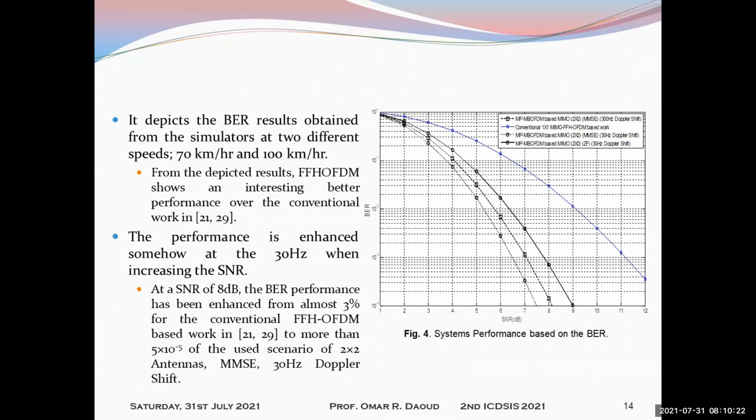From those results, as an example, at a signal to noise ratio of 8 dB, the bit error performance has been enhanced from almost 3% to reach 5 times 10 to the power minus 5 in the used scenario.